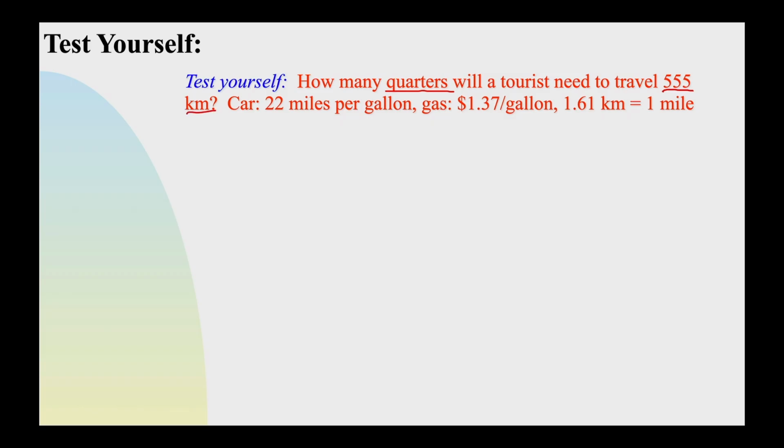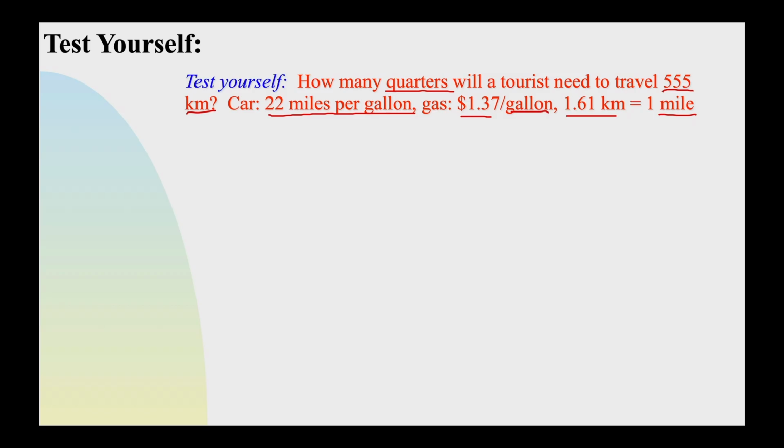We want to turn kilometers into quarters, which is a strange kind of thing, but that's all right. And you can see along the way we're going to need several conversion factors. 1.61 kilometers per mile will help us turn the 555 kilometers into miles. And then if you look through this, 22 miles per gallon will allow us to go from miles into gallons. A gallon apparently costs $1.37 right now, which, okay, cool. That'll allow us to go from gallons to dollars.